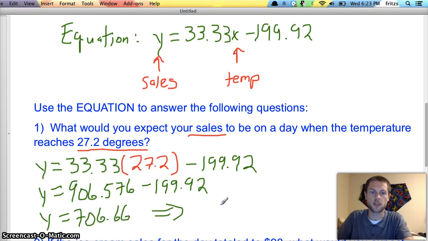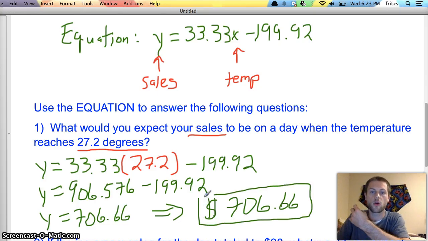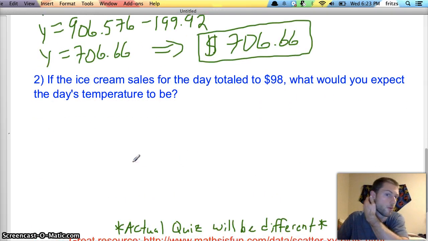And what that means is that I expect to sell $706.66 worth of ice cream. So right there we used our equation, our model, to find out how much sales we would get if we plugged in this number for x. So we're using our algebra skills, plugging in and solving. Let's take a look at the next problem here. If the ice cream sales for the day totaled to $98, what would you expect the day's temperature to be?